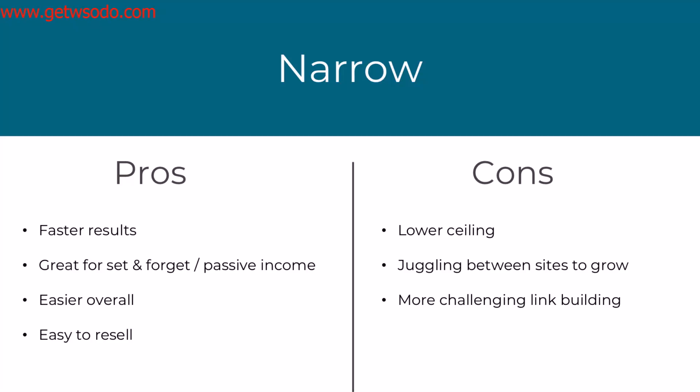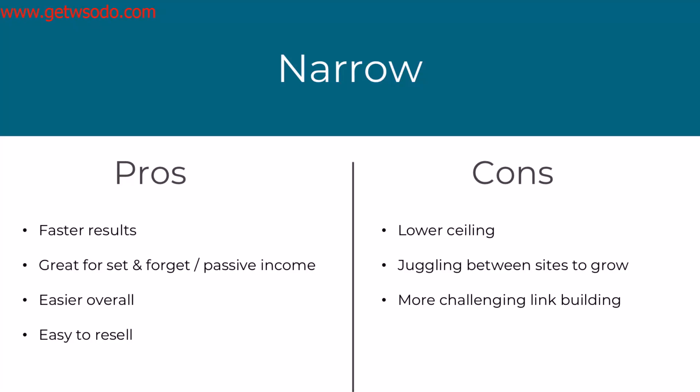The cons of narrow niches is that they have a lower ceiling. So once you're ranking for your keywords, like the good ones, and there may be like 100 good keywords, it's kind of hard to progress and make more money. There will be more keywords, but they will just not be as good, and the opportunity cost will be higher. You'll spend more time on lower return, and eventually you'll probably just decide to start more sites.